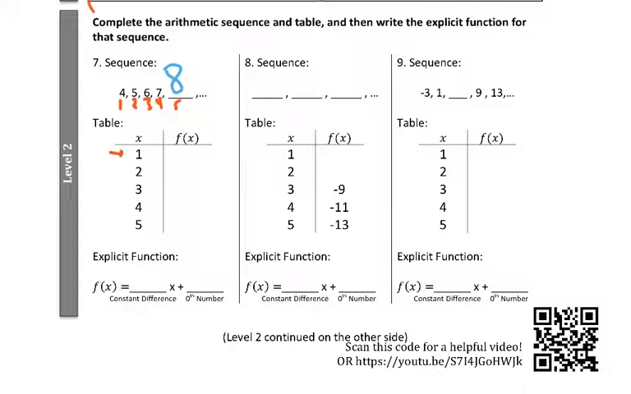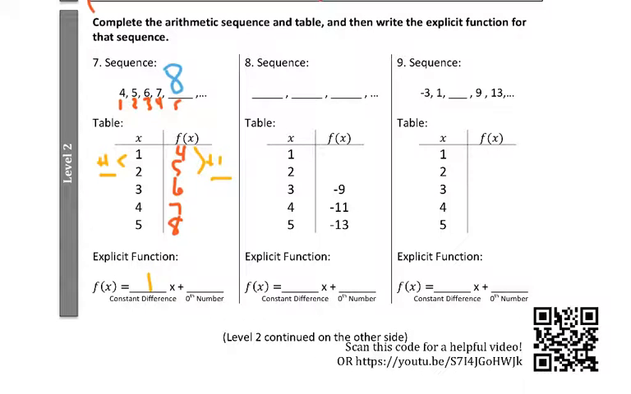So the first number in the sequence is 4. The second number in the sequence is 5. Then 6, 7, and 8. Okay. And now we have a table. We just want to write the function for that. So like we always do, we're going to find the slope. I'm adding 1 on this side, adding 1 on that side. 1 divided by 1 is 1.